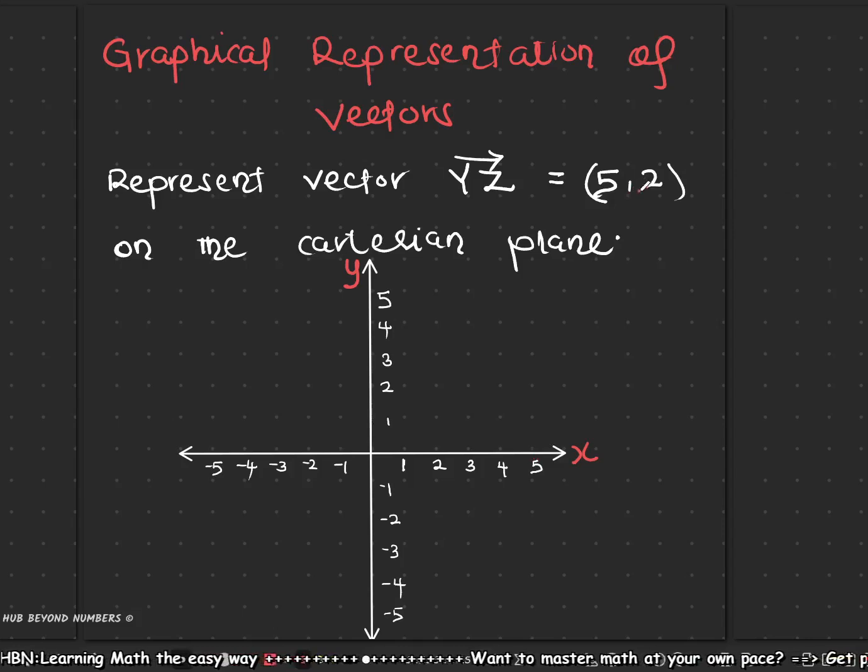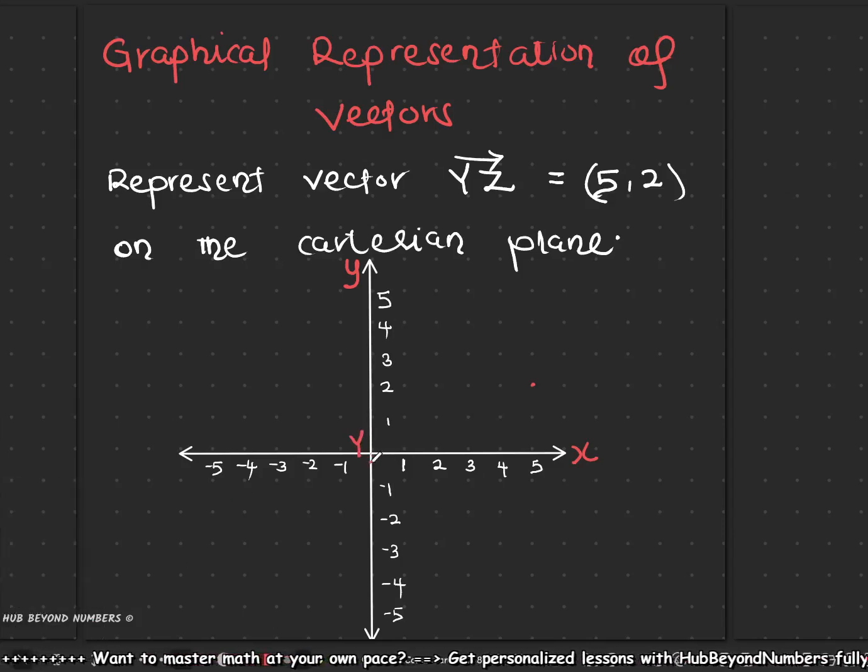And then it says we should move upwards, 2 steps upwards. So at this point 5, we should move 1, 2. So this is the point our vector is going to end. And if you take a look, it says from y to z. So your origin here is where you are going to put your y. That is in this middle here.